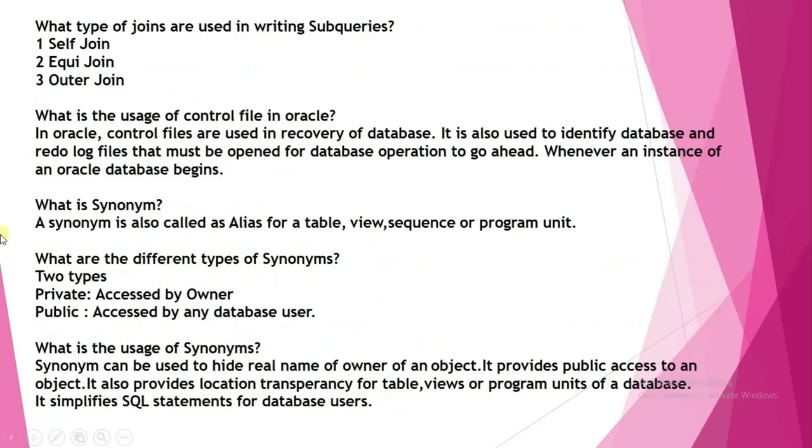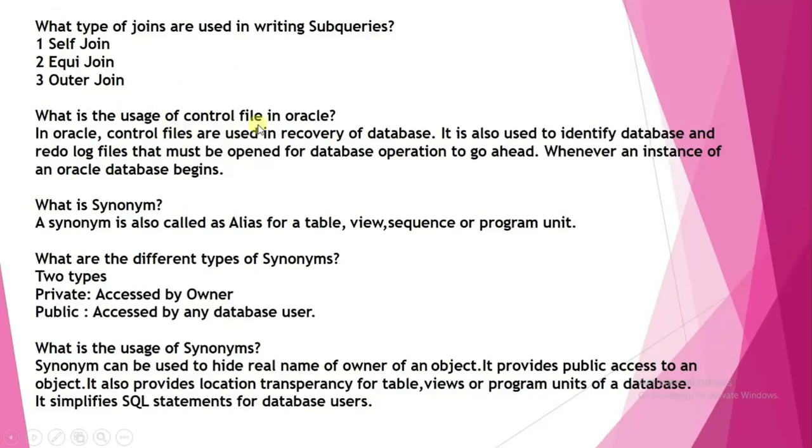Moving to the next slide. What type of joins are used in writing subqueries? Self join we can use, equi join and outer join. So we can use these three joins while writing subqueries.